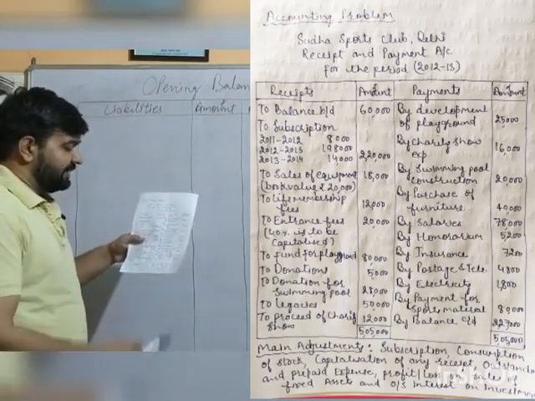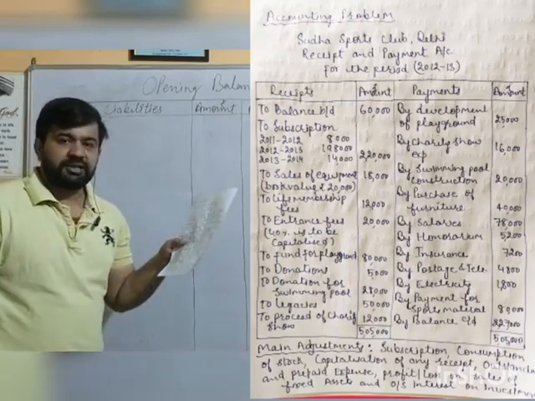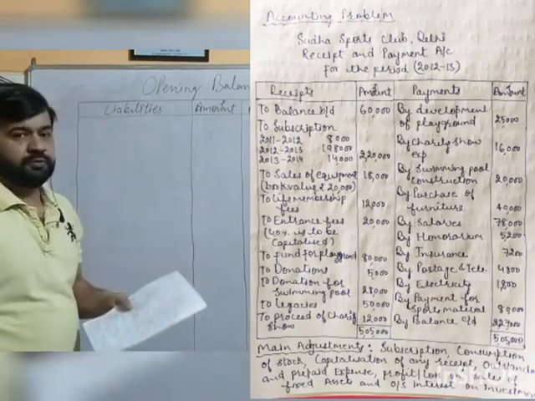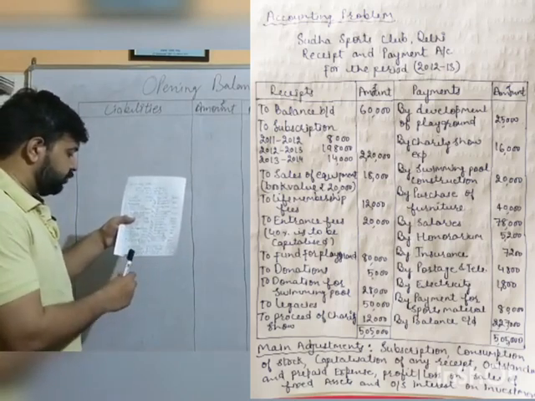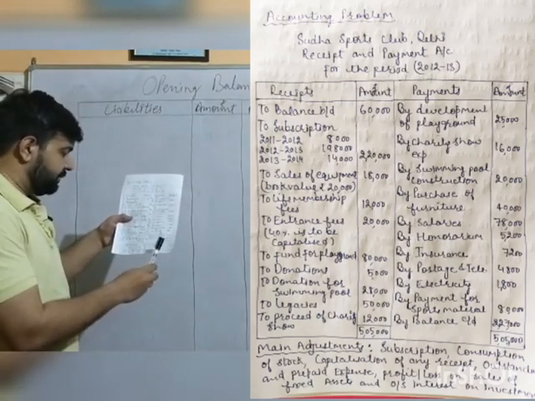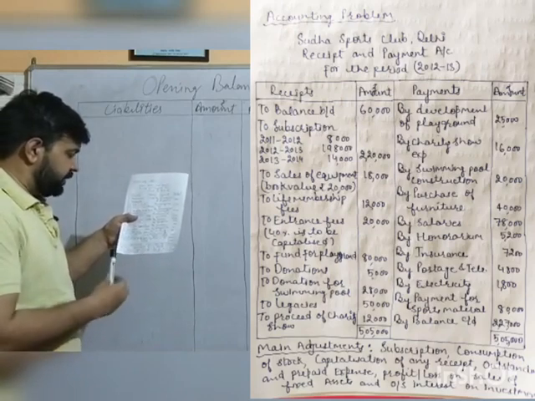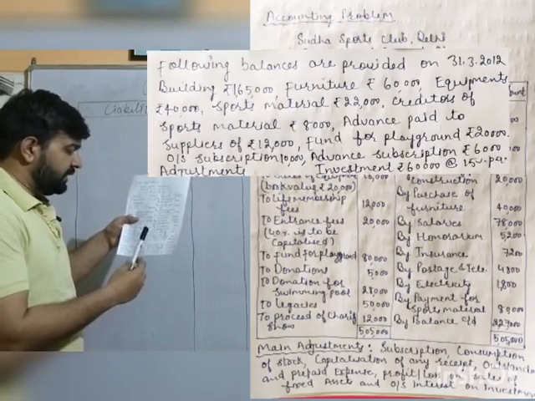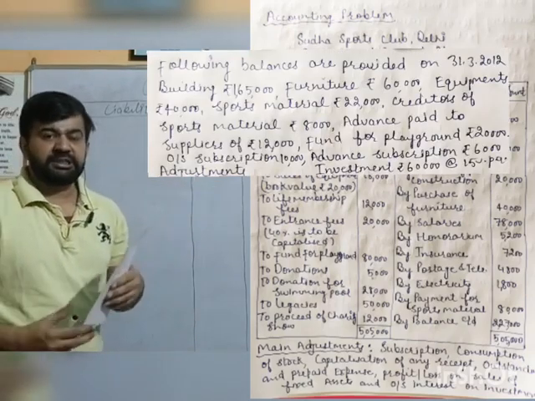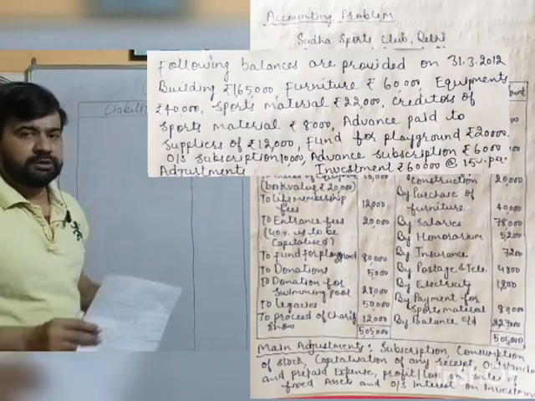Then we have balance c/d. It means closing balance of cash. It is to be transferred to the asset side of the closing balance sheet. Here the main adjustments are mentioned: subscription, consumption of stock, capitalization of any receipt, outstanding and prepaid expenses, accrued income, profit or loss on the sale of fixed assets, outstanding interest and depreciation. These are the adjustments that we are going to learn through this numerical.